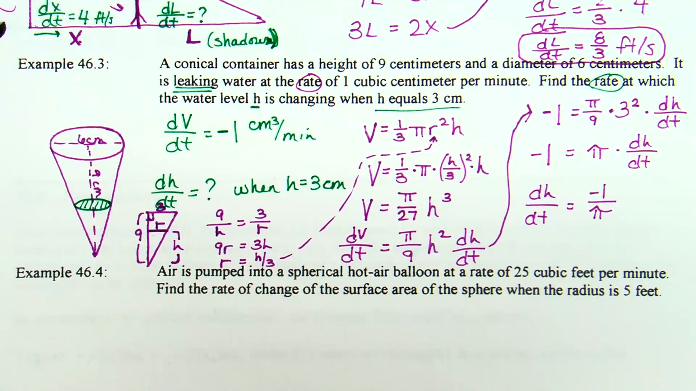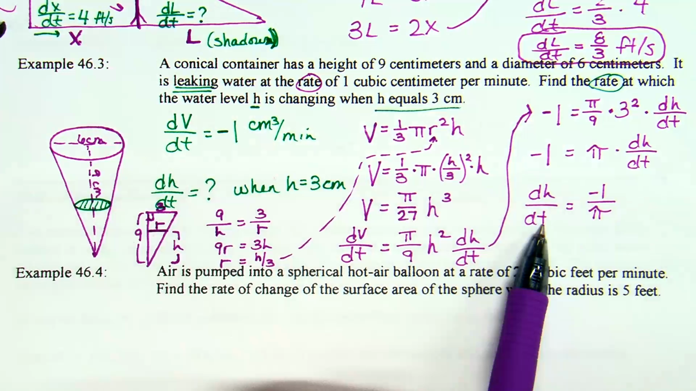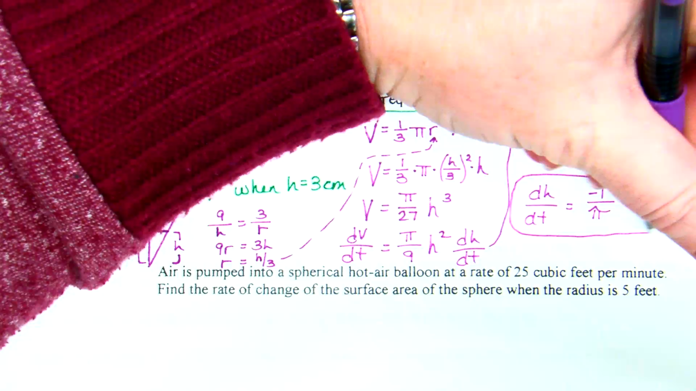For label, it's dh dt, so it's a change in height over change in time. My height was measured in centimeters, my time in minutes. So this is centimeters per minute. So there's an example of an equation that has two variables that you have to work to adjust.